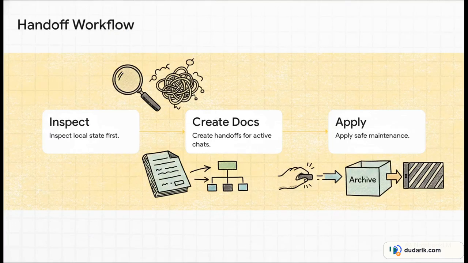Let's see how this builds into a very strict, highly recommended sequence. You never just jump straight to applying maintenance. Step 1 is always inspecting your state. Step 2, and listen, this is the most critical part, is creating handoffs for any active, heavy chats that you still care about. Only after you've captured that vital context do you move on to step 3, applying the maintenance to actually move those heavy chats into an archive.